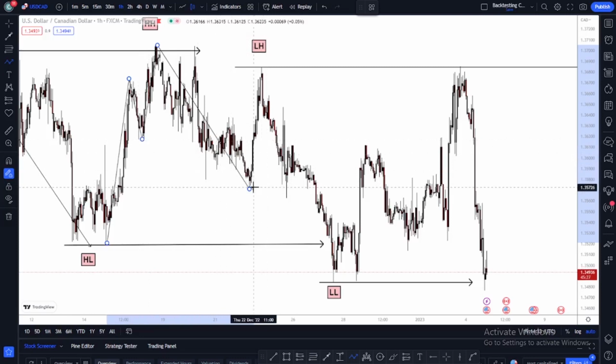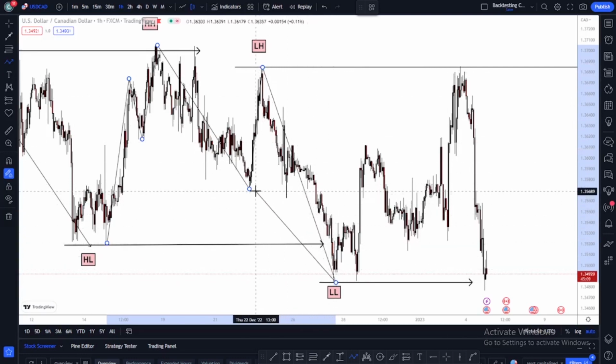So after price created this lower low, what did it do? It went back to create this lower high. Okay, after it went back to create this lower high, what did it do? It continued back down, broke this previous lower low and created a what? A new lower low.